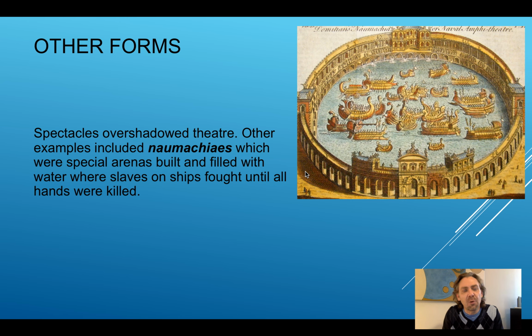Other examples of Roman theater are called naumachiae. Now, naumachiae were special arenas that were built and filled with water where slaves on ships fought until all hands were killed. In fact, the Roman Colosseum, which we typically think about in terms of gladiator fights or gladiators fighting lions or tigers as well as each other, also was designed so that it could be filled with water up to a certain level.